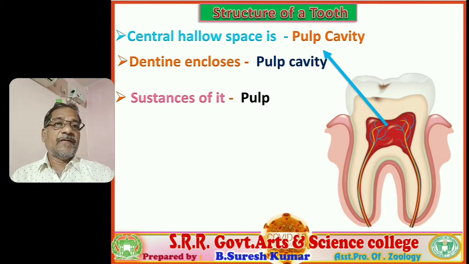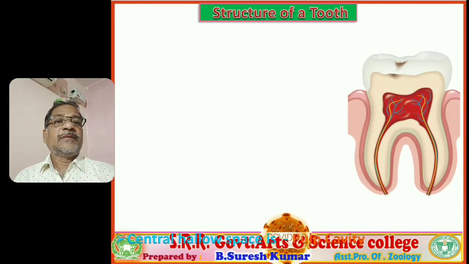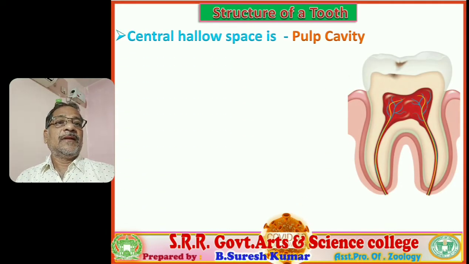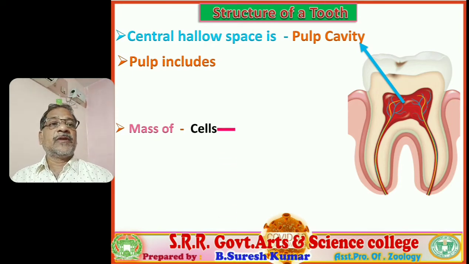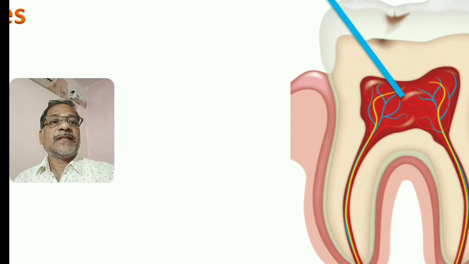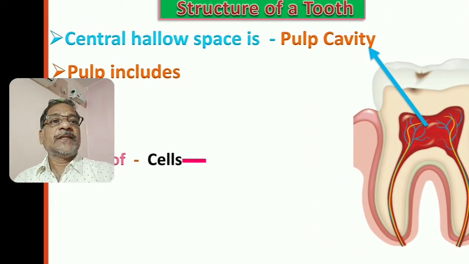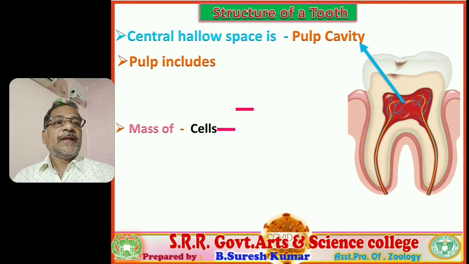Let us discuss the substances that are present under the pulp cavity. They include a mass of cells. Different kinds of cells are there. You remember, it is very important. This pulp cavity is not only a hollow space, the space contains a mass of cells. So what are the masses of cells found in the pulp cavity? Let us see.